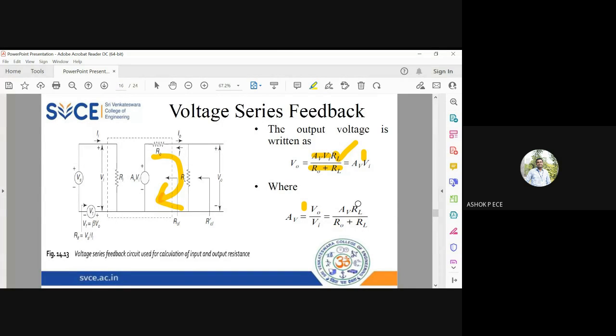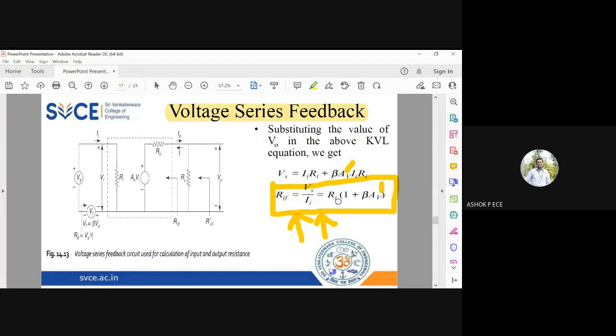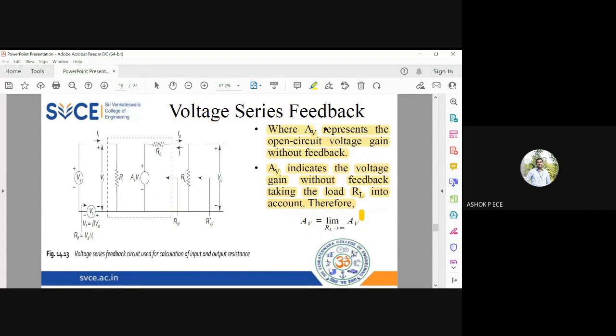So when you put RL equal to infinity in this expression, your AV dash will be equal to AV. You apply L'Hospital's rule, take RL as common, then you apply RL equal to infinity, and you will get AV dash equal to AV. That's what they are saying here. AV is actually the open circuit voltage gain without feedback. So how will you get AV from AV dash? In the AV dash expression, you have to put RL equal to infinity. That way you get your actual voltage gain of your amplifier.